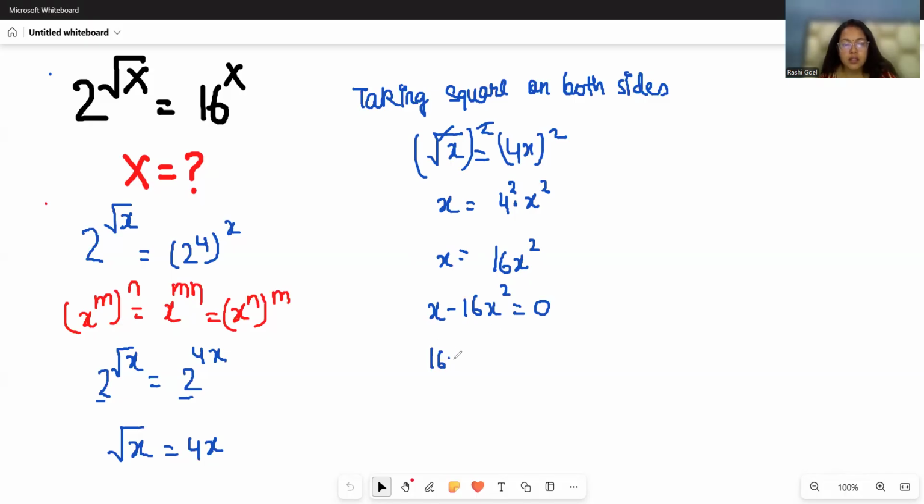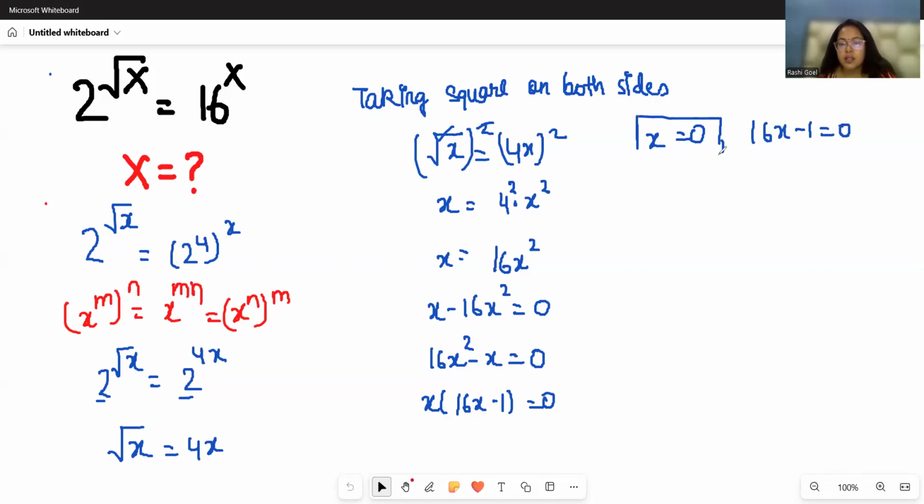Or we can write it as 16x square minus x equals 0. Now if I take x as common, so x times 16x minus 1 equals 0. So first root x equals 0 and second is 16x minus 1 equals 0. So here x equals 0 and here 16x equals 1, x equals 1 by 16. So these are the two values of x.